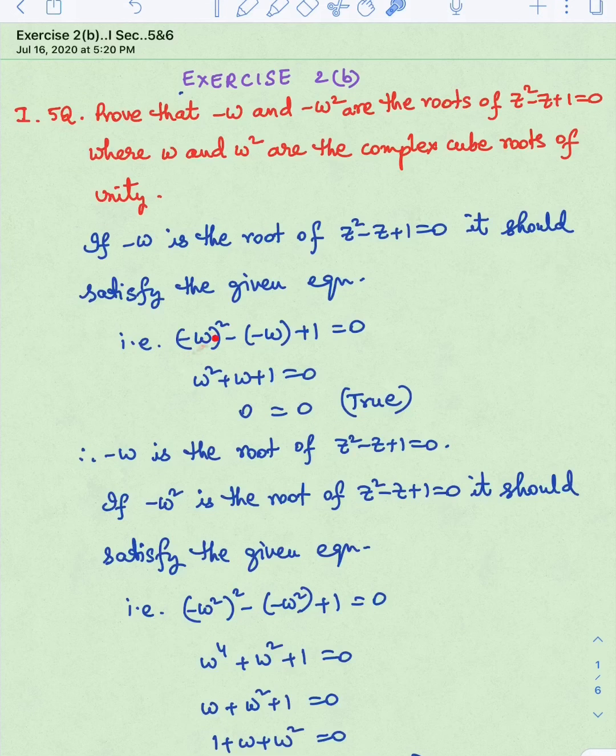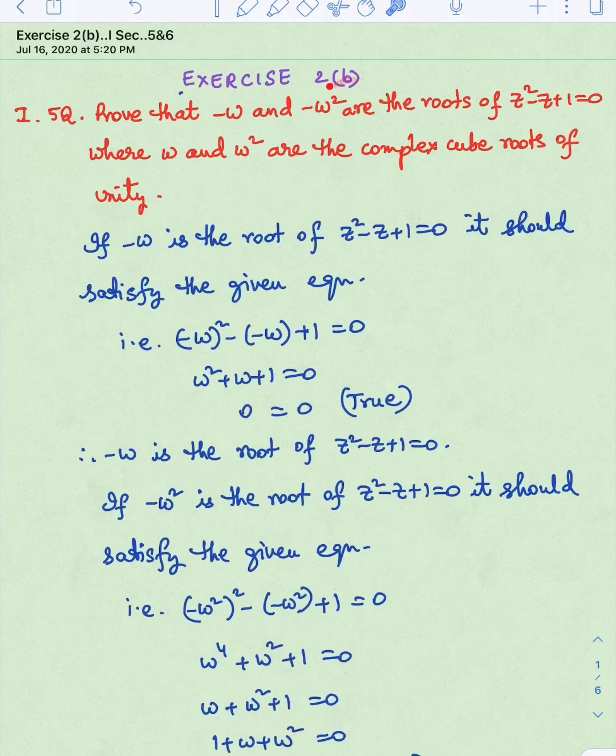Here whole square, so it will become plus omega square, plus omega plus 1 is equal to 0. RHS is the same, and LHS also became 0 here. 1 plus omega plus omega square is 0 only. So these are the same. It is verified that it is true. So this minus omega is satisfying the given equation. Therefore, minus omega is the root of z square minus z plus 1 is equal to 0.